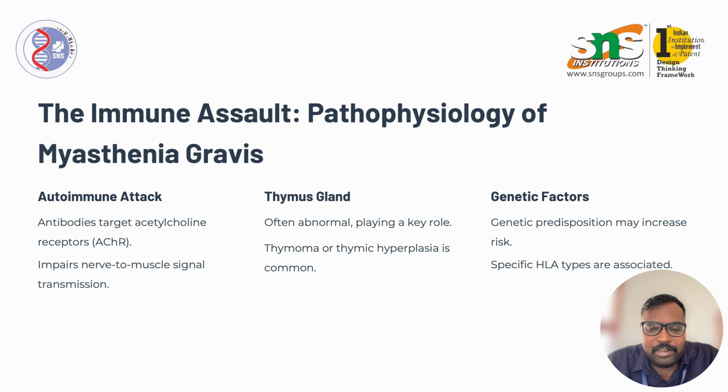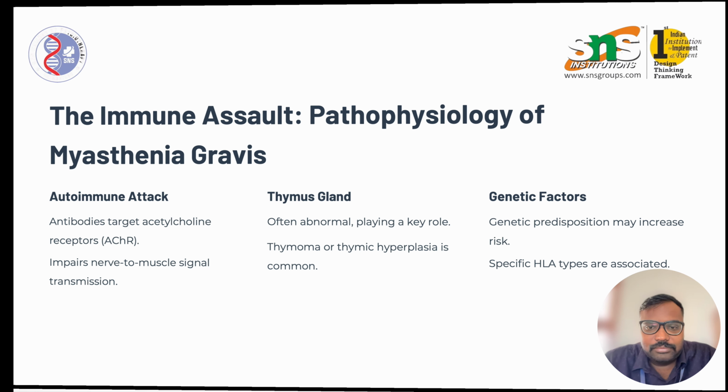And the thymus gland, often abnormal, plays a key role. Thymic hyperplasia is common. The thymus gland also plays a role in the pathophysiology of myasthenia gravis. And the next one is the genetic factors, which will be going for the HLA test. The HLA can be classified, and based on the specific type of HLA, it will affect the autoimmune disorder, and this will induce myasthenia gravis.